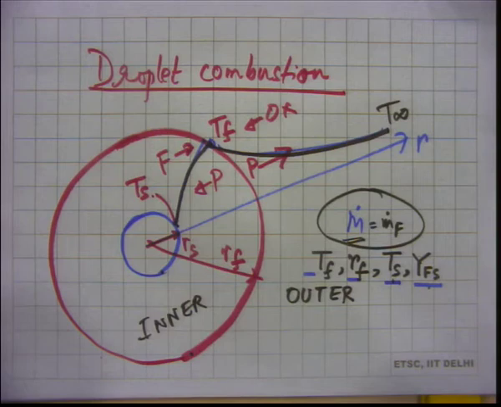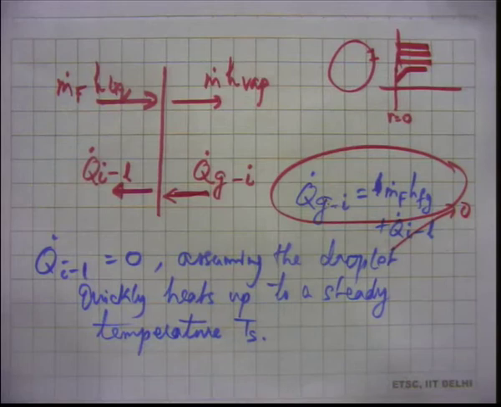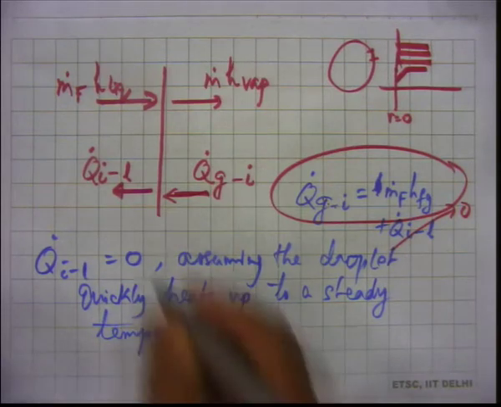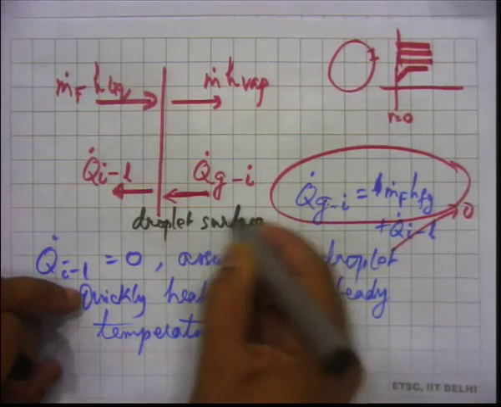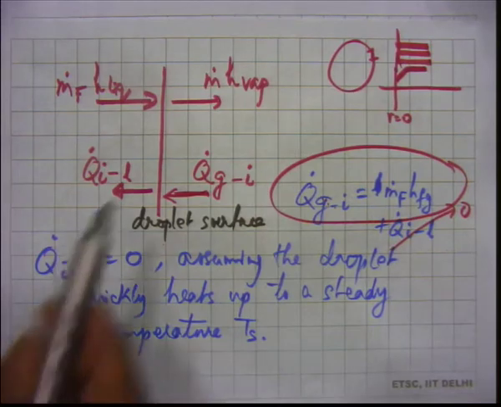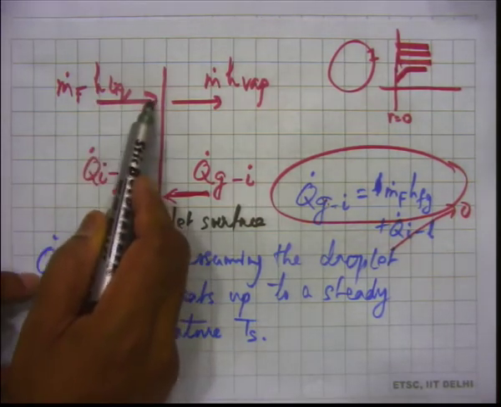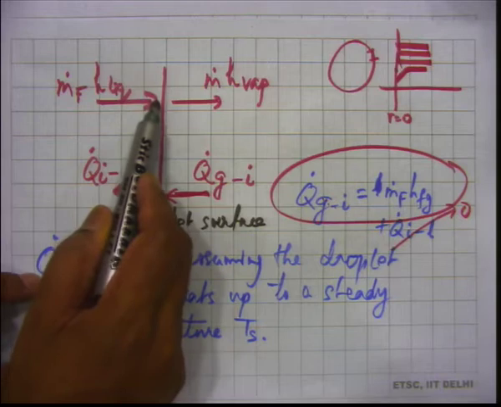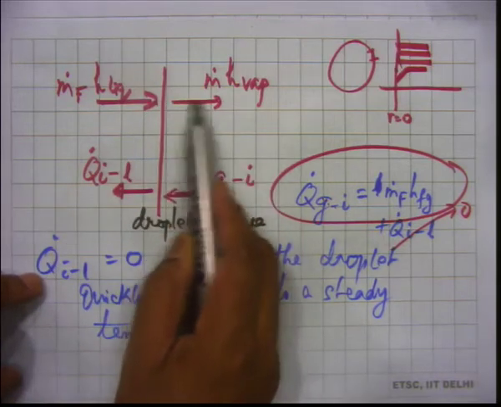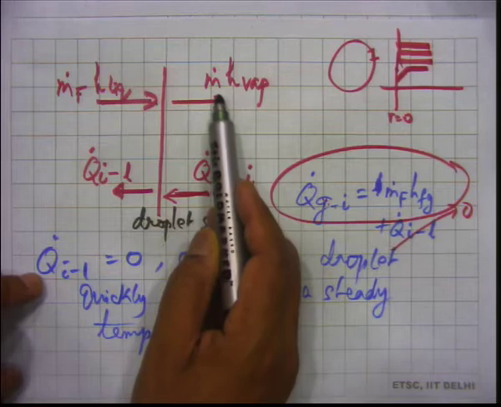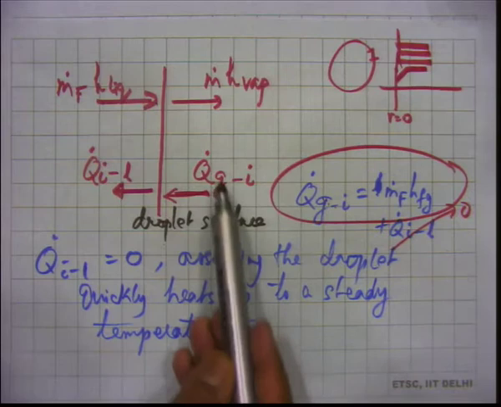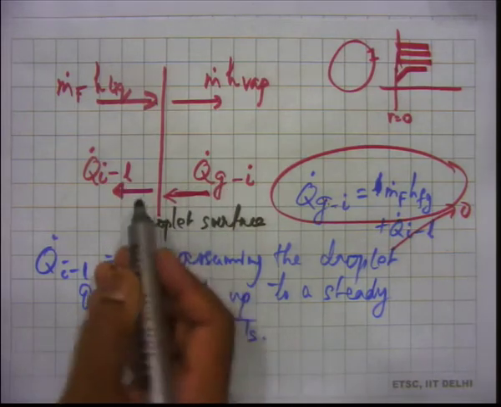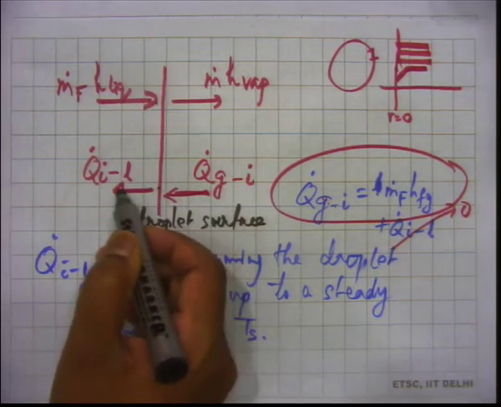One equation that we understand will be important is the one which we saw yesterday. Now this is the droplet surface, and at the surface we know that there is some enthalpy carried by the fuel coming to the interface, and then there is some enthalpy which is going out because of the vaporization of the fuel, and then there is also transfer of heat from the gas phase to the interface, and also transfer of heat from the interface to the interior of the liquid.